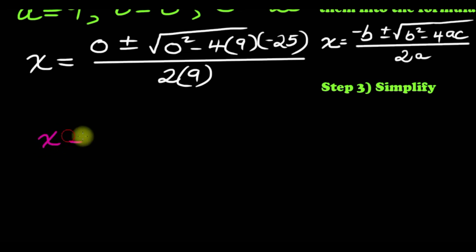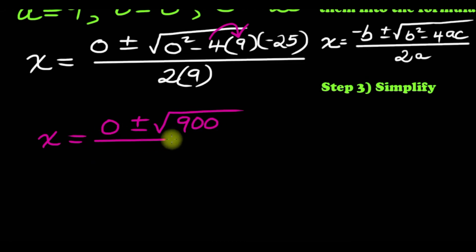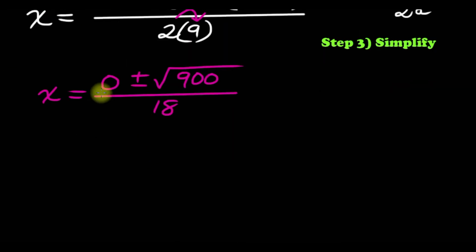So we're going to simplify to find out what x is. So here you have 0 plus or minus. You got 0 squared is 0. Negative 4 times 9 is negative 36. And then negative 36 times negative 25 is going to give you 900. And that whole thing is going to be all over 18. Okay, so continue with this.